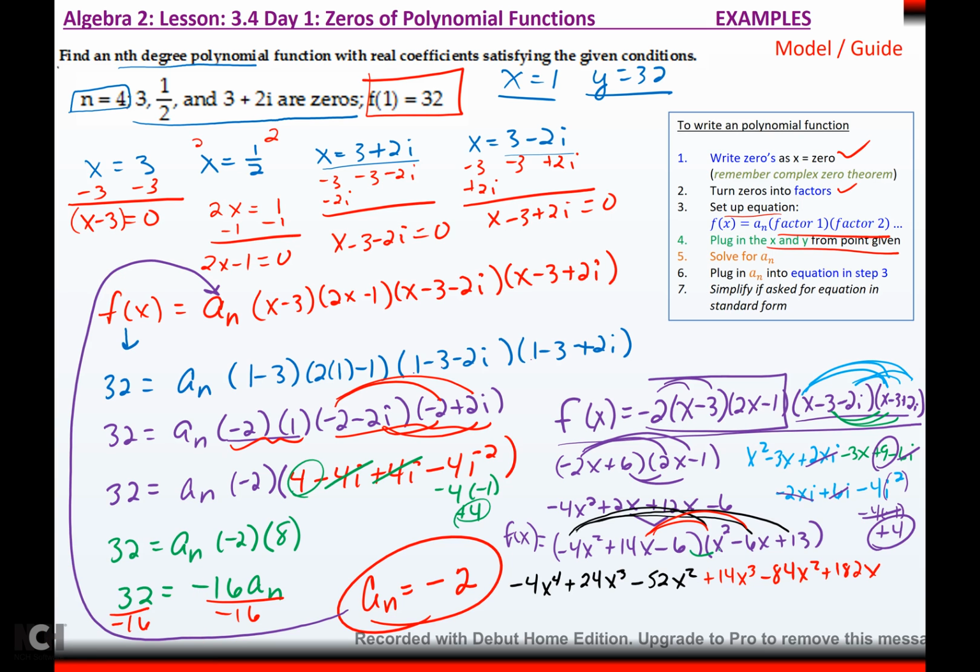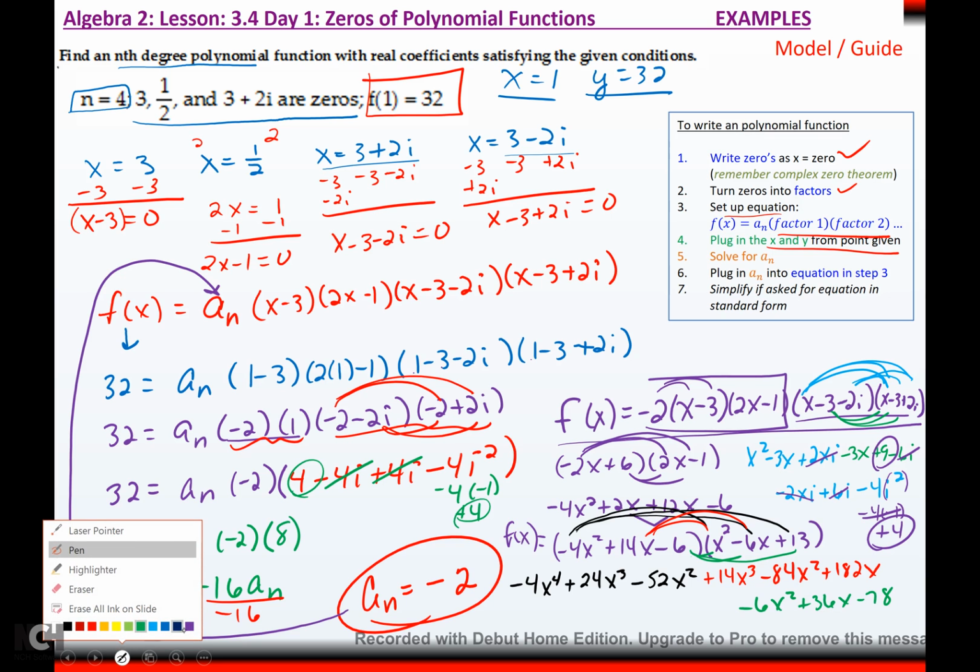And negative 6 times x squared is negative 6x squared. Negative 6 times negative 6x is positive 36x. Negative 6 times positive 13 is negative 78.